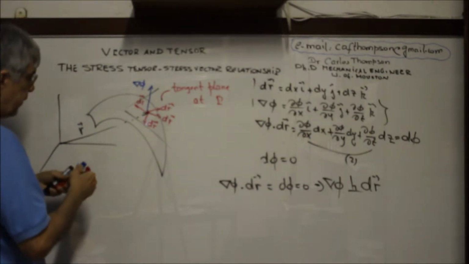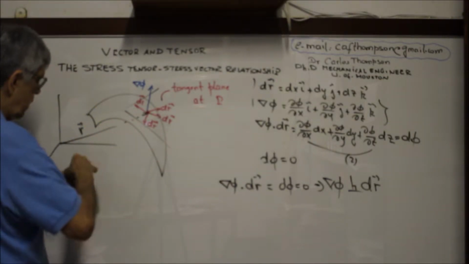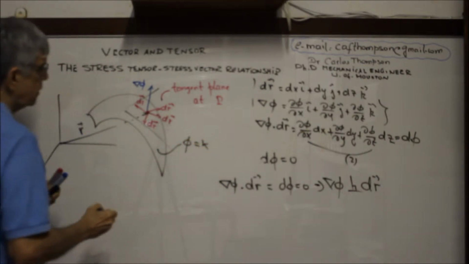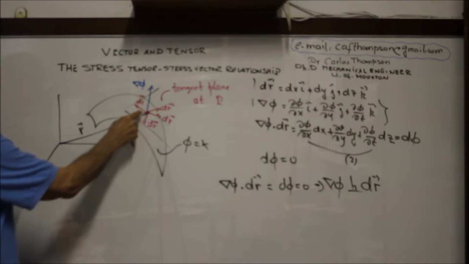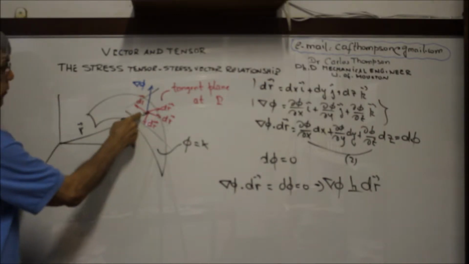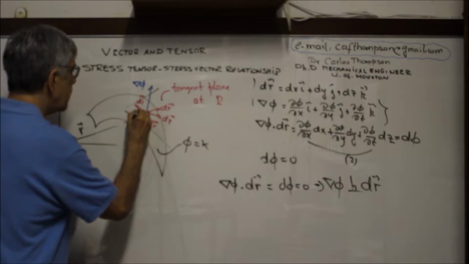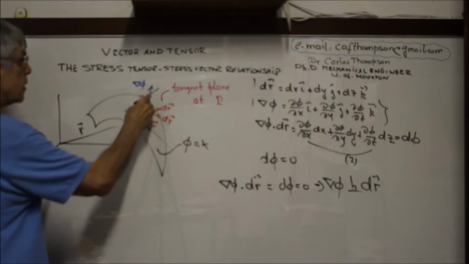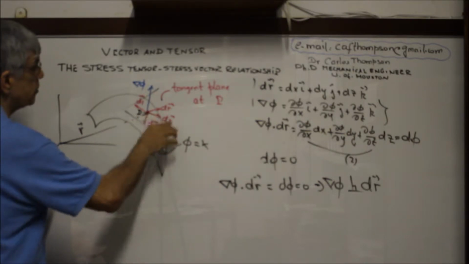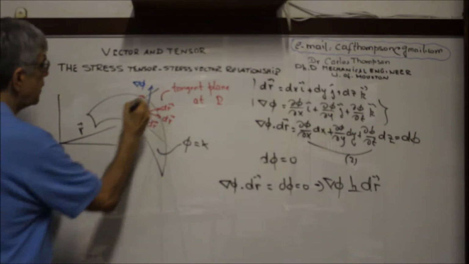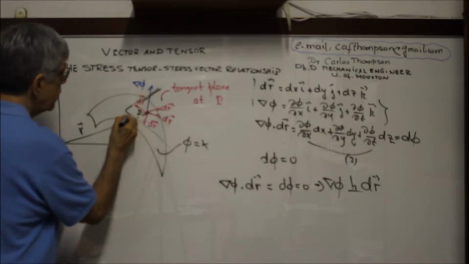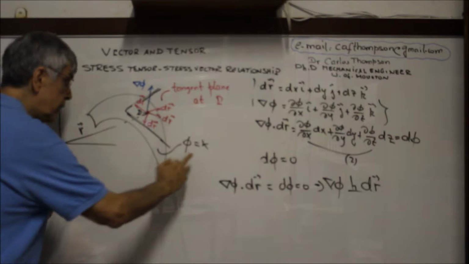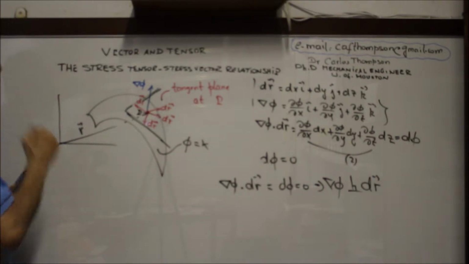If this is a surface, phi is equal to constant, so at the point P there is the position vector. That's the point P. Nabla phi is perpendicular to the tangent plane at this point P here. So this is the tangent plane, the tangent plane at point P. Now, only if phi is equal to constant.